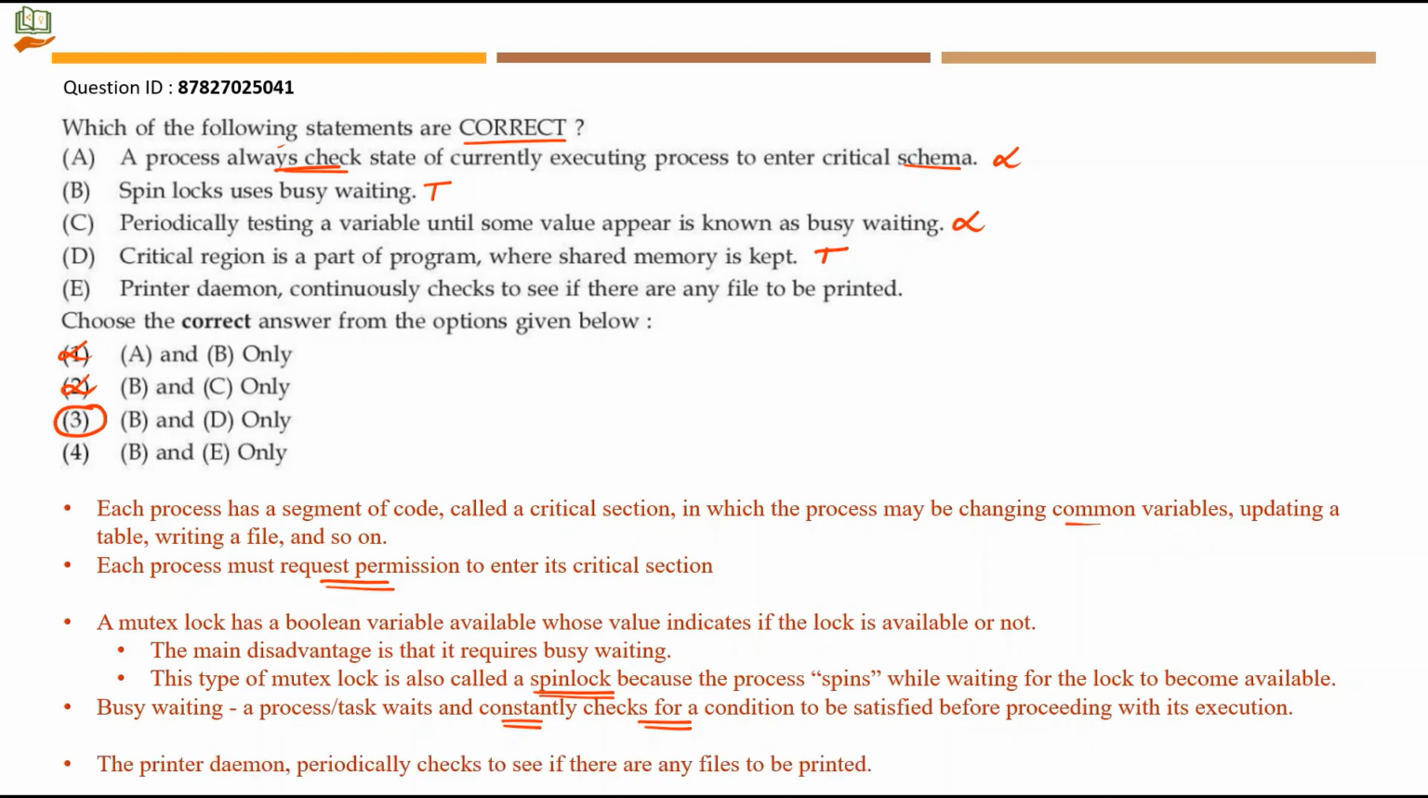The printer daemon periodically checks to see if there are any files to be printed. But what has been given in the E statement? The printer daemon continuously checks to see if there are any files to be printed. This is not the case for the printer daemon. So this is continuous testing and this is periodical checking. So the words are exchanged in C and E, that's why they are wrong. So in this case, we can mark option 4 also to be wrong.